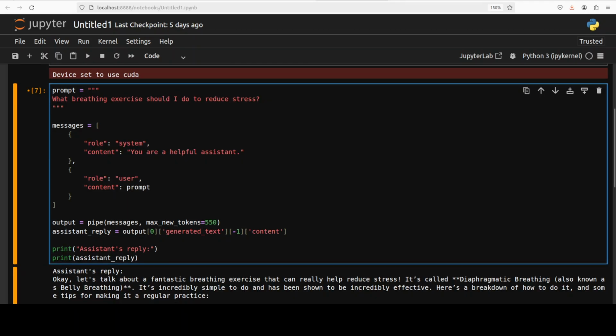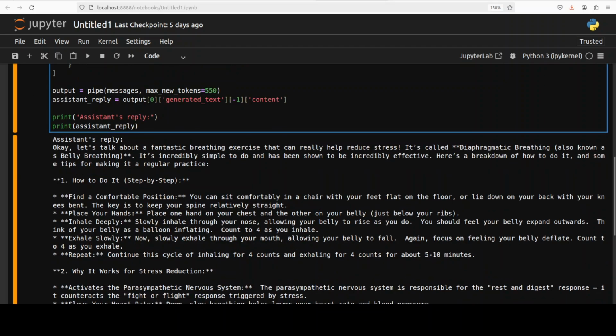And there you go, it has given us the response. So let's check it out. The reply is quite, I would say, detailed, and it is talking about, let's talk about a fantastic breathing exercise that can really help reduce stress. It's called diaphragmatic breathing, also known as belly breathing.